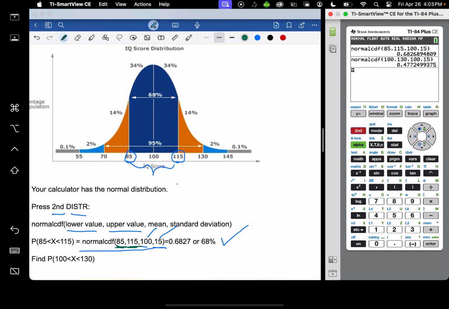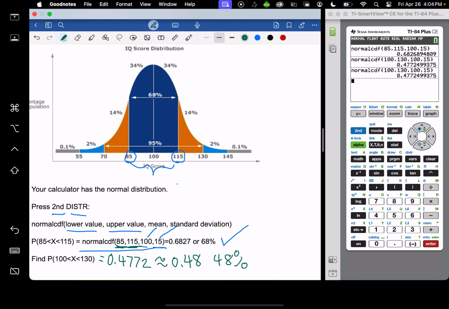Or of course I could go back into second distribution, choose the second option, 100, 130, so those are my lower and upper bounds, and then mu and sigma, and then I paste it in there. So this gives me 0.4772, which is approximately 0.48, and we had gotten 48% last time, I think. Okay, so that's how normal CDF works on your calculator for that problem.